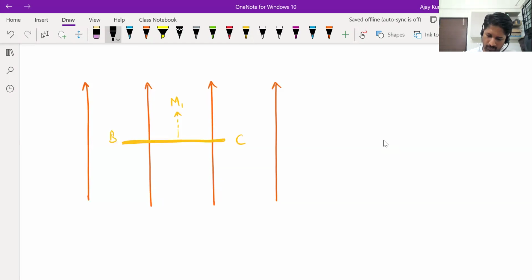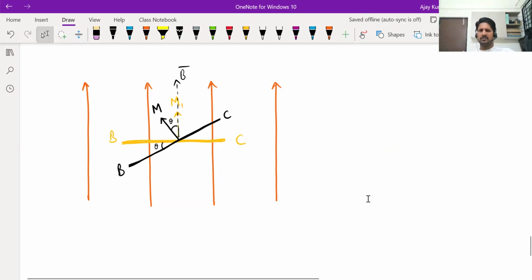Now we rotated the loop by an angle theta to this orientation. Okay, AB came towards us, CD went away from us. So this is B now, this is C. The magnetic moment is now like this. We rotated the loop by an angle theta, then the magnetic moment will be making an angle theta with the magnetic field, because this is the direction of the field. Are you all able to visualize this? Is it clear?